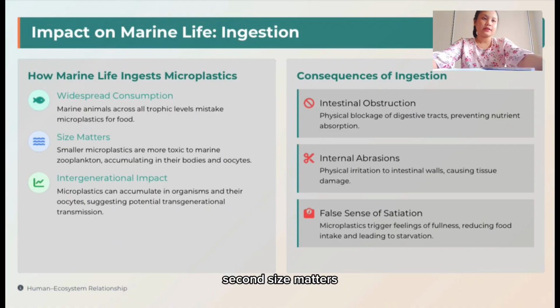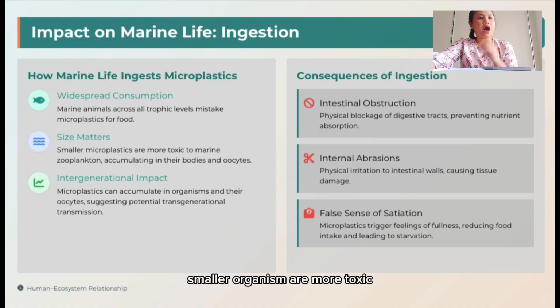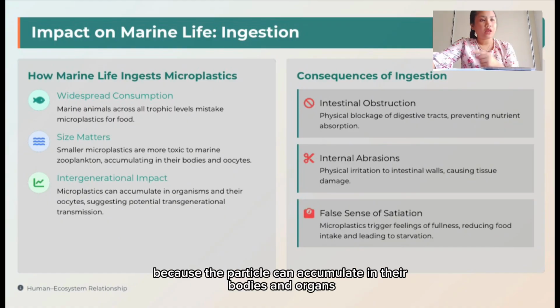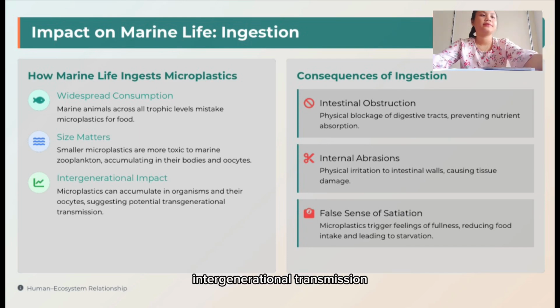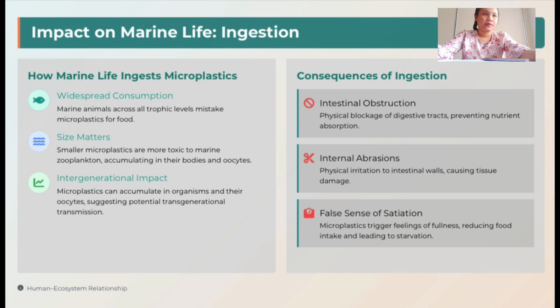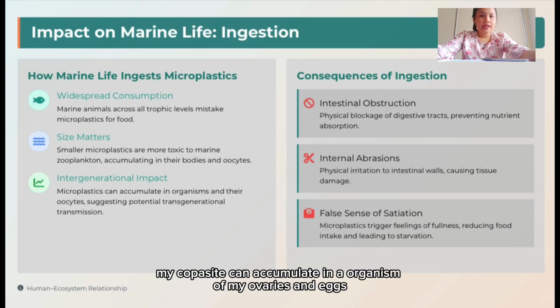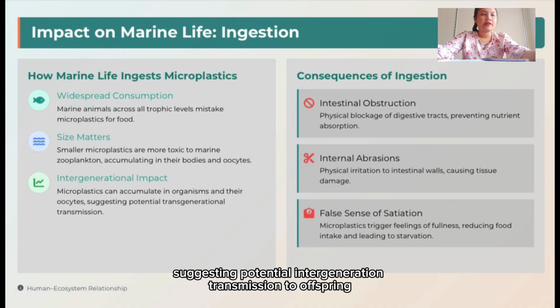Second, size matters. Smaller organisms are more toxicologically sensitive to microplastics because the particles can accumulate in their bodies and organs. Third, internal transmission. In gas, microplastics can accumulate in an organism's ovaries and eggs, suggesting potential intergenerational transmission to offspring.